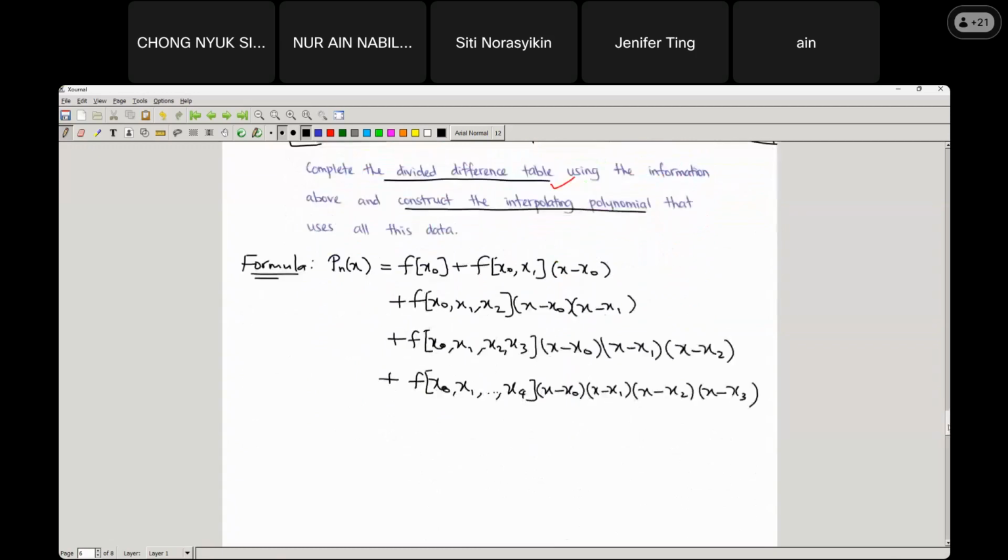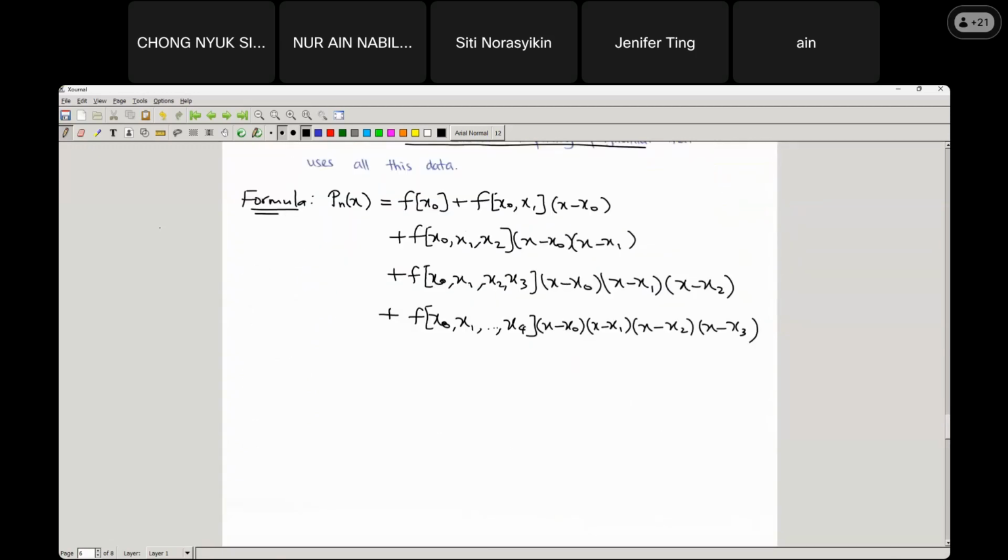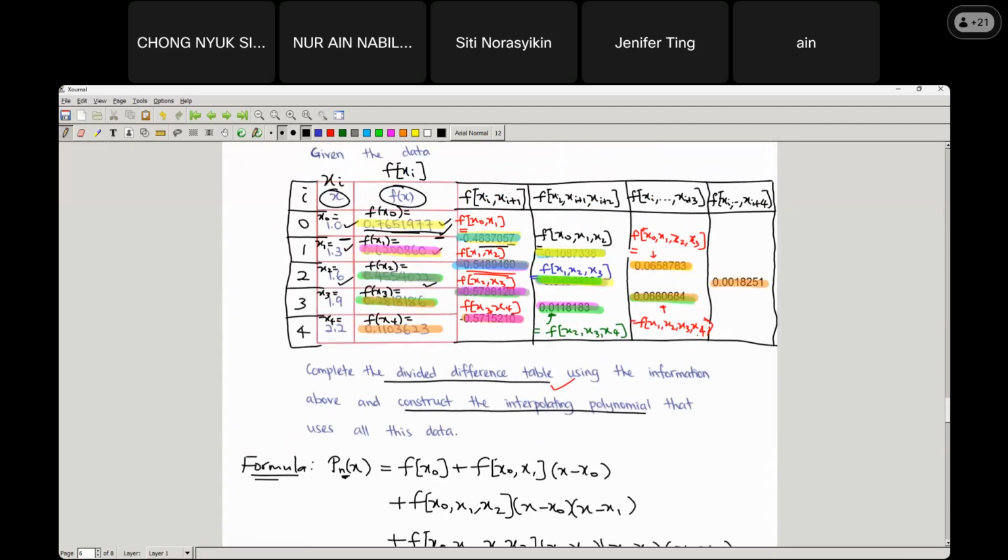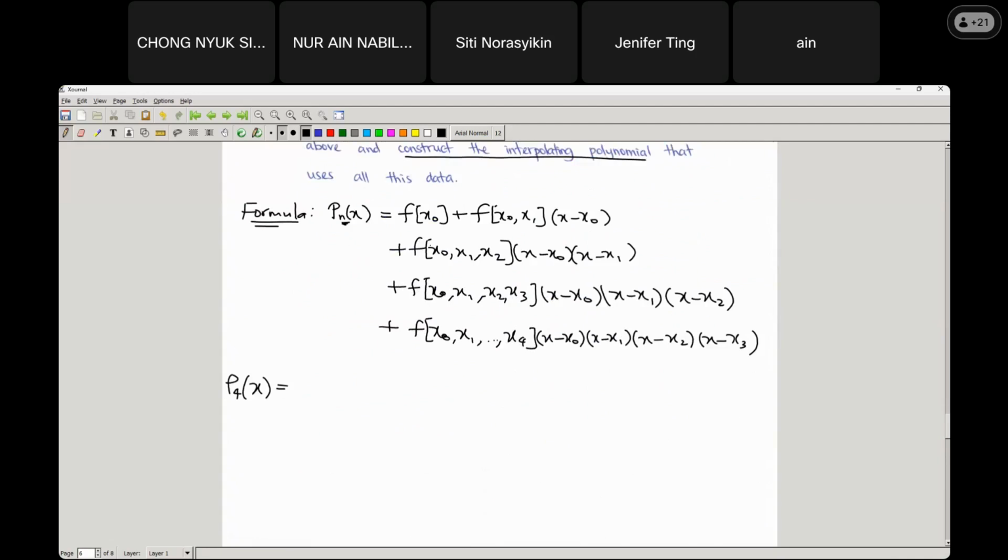Okay, so now I have Tn. What is your n here? N is 4, okay? P4(x) is equal to f(x0), referring to the table, we have 0.7651977. So put it here, okay? So we have 0.7651977, okay? And next, what is this value?